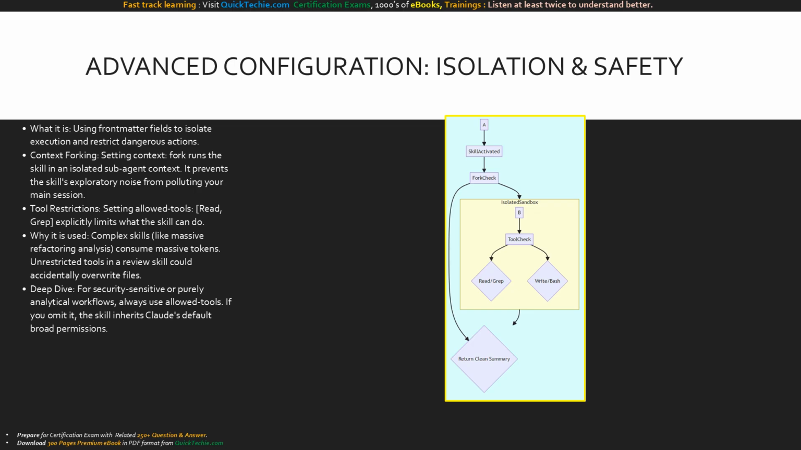Observe this state diagram mapping isolated execution. Once a skill activates, the system checks for the context fork flag. If present, we enter the isolated sandbox state. Inside this sandbox, every tool execution hits a tool check. If it is in our allowed tools array, like read or grep, it proceeds. If it attempts write or bash, it is explicitly blocked. Once finished, the sandbox gracefully collapses and returns only a clean, concise summary back to your main context.